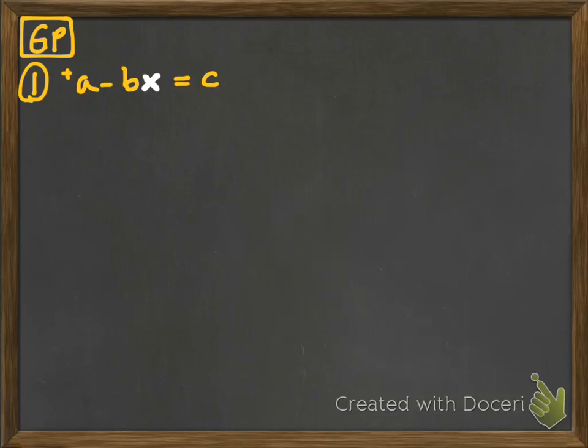Why? Defend that for me, David. Why can I say that minus B is really a multiplier of x? How could I rewrite it? How could I change the minus to a plus? Plus a negative, right?